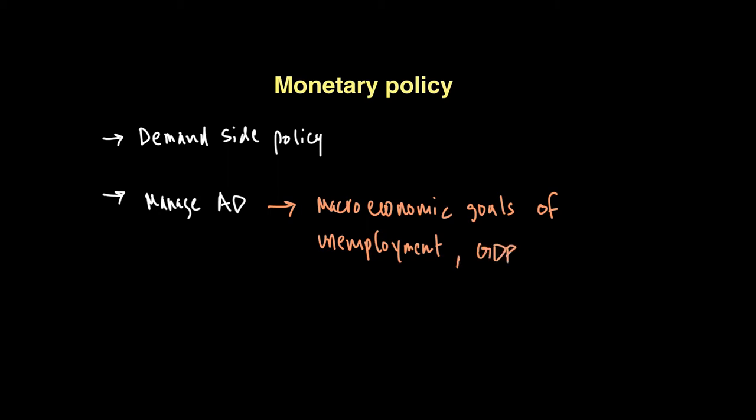Another important demand side policy is the monetary policy. Monetary policy is used to manage aggregate demand, and this management of aggregate demand can result in macroeconomic goals of unemployment, GDP, current account, and even inflation to be managed in an economy. Now, let's talk about the tools of the monetary policy.